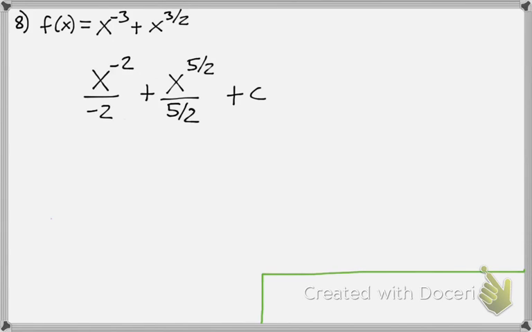So I'm going to write this a little bit differently so I can simplify it. Instead of writing it as a negative 2 in the denominator, I'm going to write this as a negative 1/2 x to the negative 2. And then instead of writing this as dividing by 5/2, I'm going to write this as 2/5. Anytime you're dividing by a fraction, you can multiply by the reciprocal. So instead of writing it as dividing by 5/2, I'm writing it as 2/5 as the coefficient, and then my plus c.